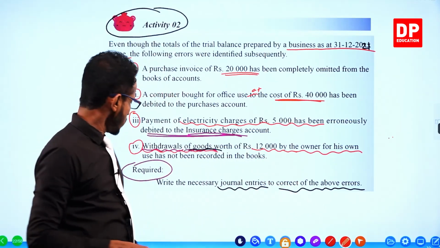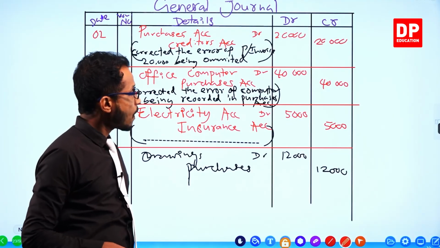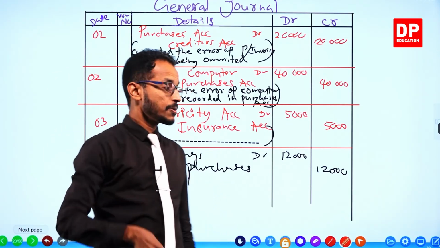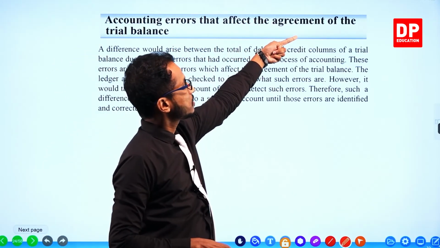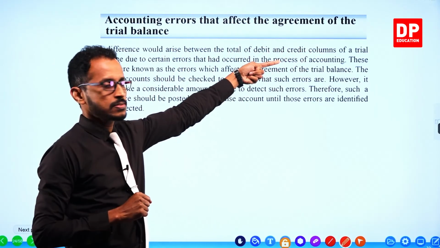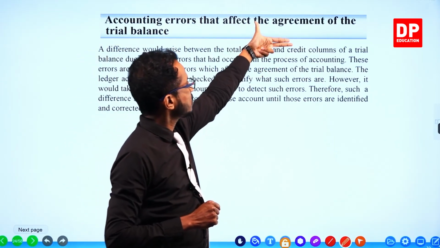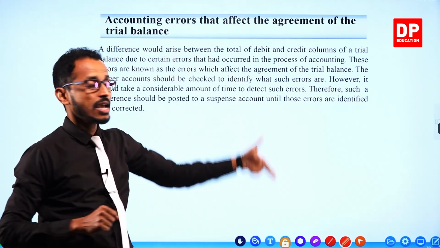Happy to be with you, children, and hoping to see you again with errors that affect the trial balance, the next type of errors.